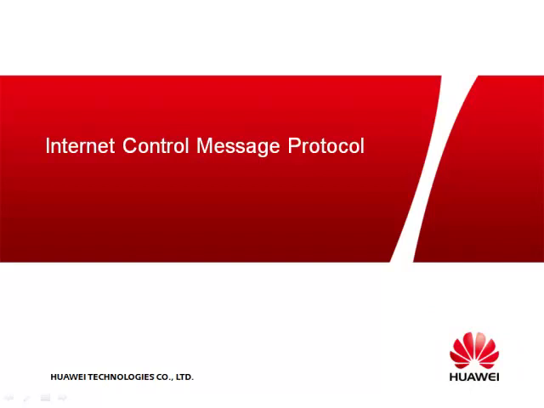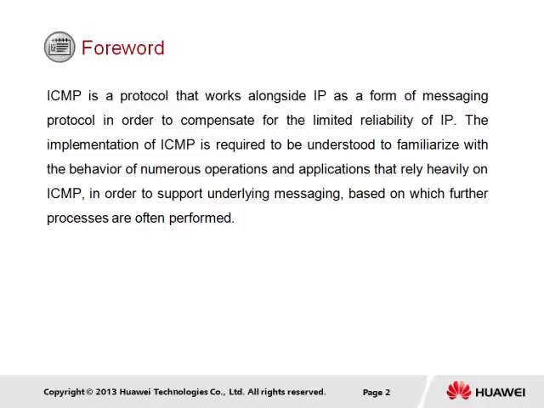This section takes a look at the Internet Control Message Protocol, or ICMP, and the function and behavior of ICMP in support of IP. ICMP is a protocol that works alongside IP as a form of messaging protocol in order to compensate for the limited reliability of IP. The implementation of ICMP is required to be understood to familiarize with the behavior of numerous operations and applications that rely heavily on ICMP, in order to support underlying messaging based on which further processes are often performed.